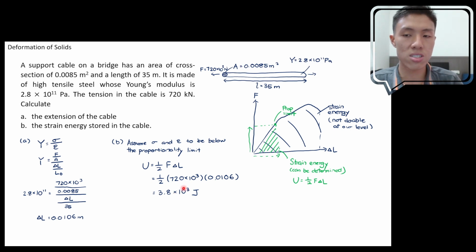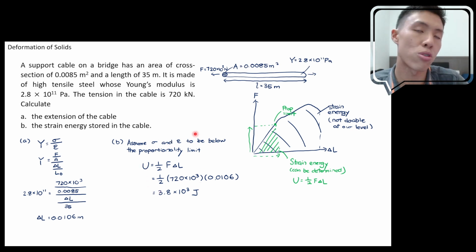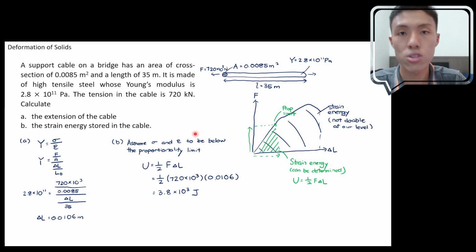Okay, so it's a very direct question. Basically, you just manipulate your Young's modulus equation in order to solve this problem, and to know that if you want to determine strain energy, you have to keep it within the proportionality limit in order to do so. So that's it for this question.